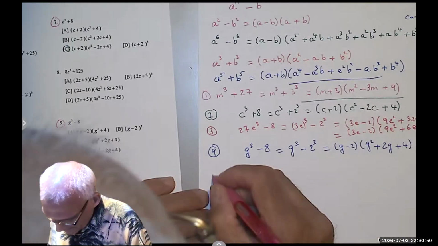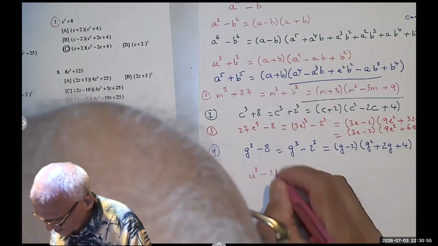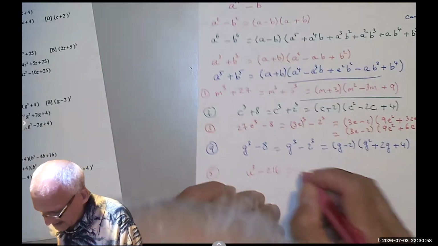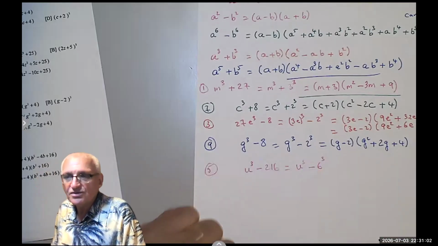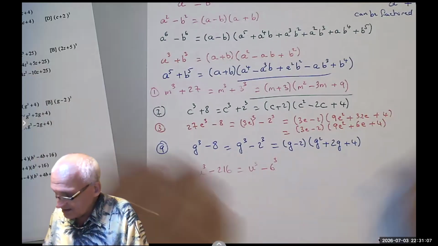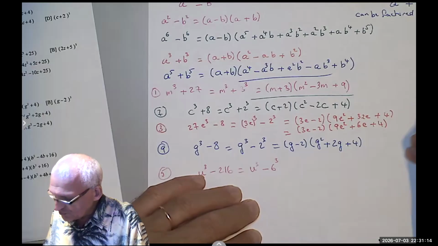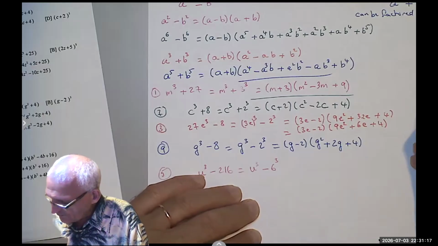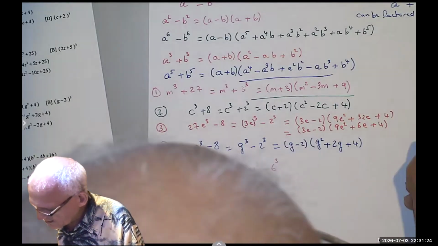The last one is number 5. It says U cubed minus 216. That's basically U cubed minus 6 cubed. You have to know the cubes of numbers from 1 to 10: 1, 8, 27, 64, 125, 216, 343, 512, 729, and 1,000.